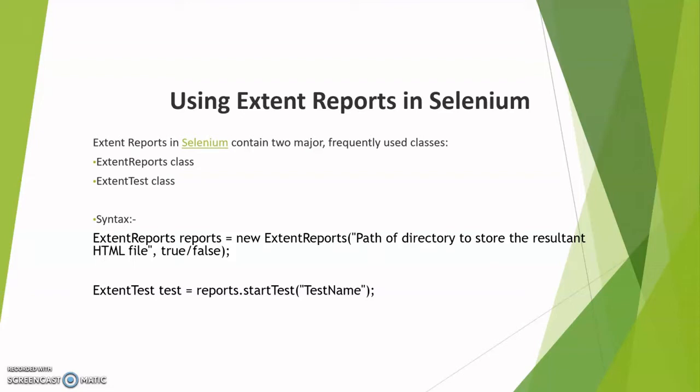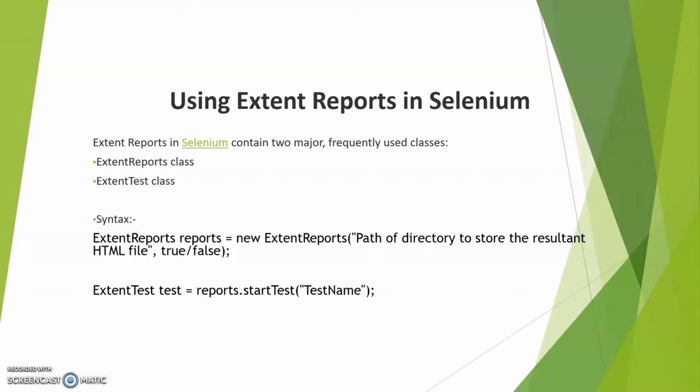The syntax is ExtentReports, then a reference variable of the ExtentReports class, and then the path of the directory where we are going to store the HTML file. For ExtentTest, we will create a reference variable. Then, using the ExtentReports reference, we will have methods like startTest or endTest. We will cover it in detail later, but these are the two major classes we frequently use in Extent Report with Selenium.